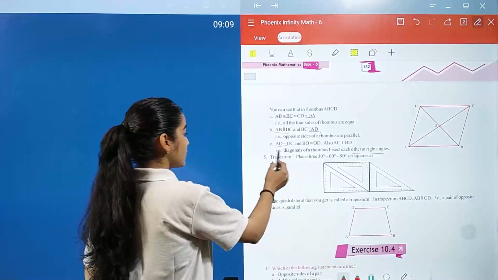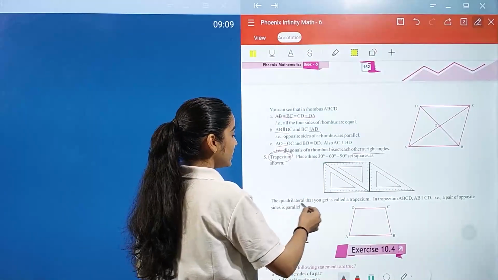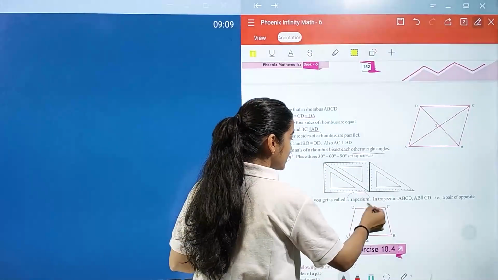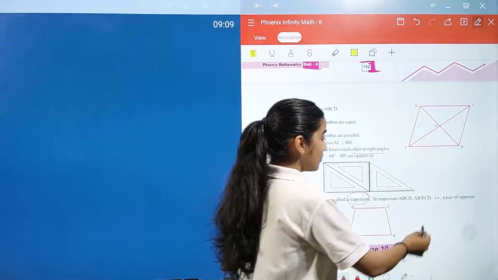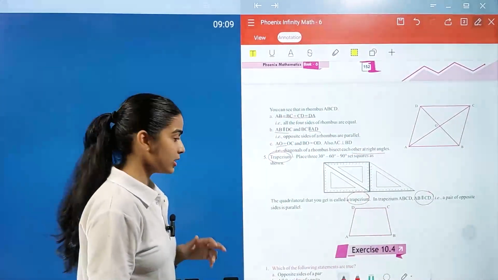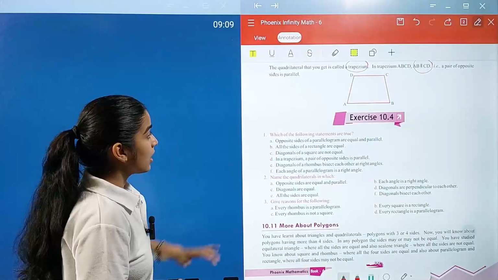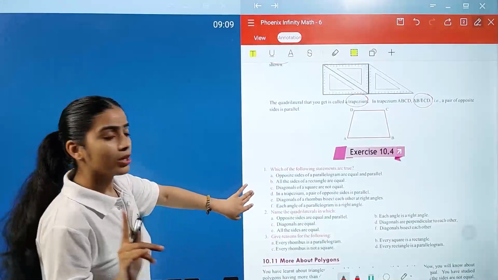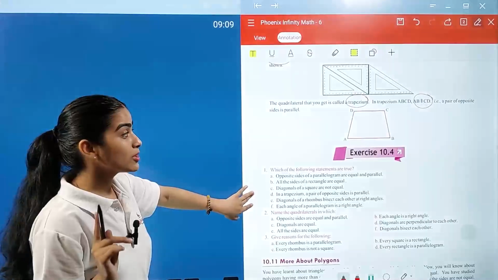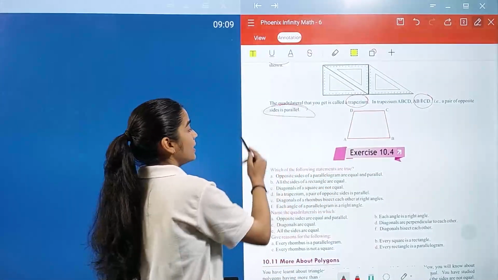So next we have trapezium. In trapezium, place 30, 60 and 90. The quadrilateral that you get is called a trapezium. In trapezium ABCD, a pair of opposite sides are parallel to each other. Next we have kite. Opposite sides are not equal to each other, and one pair of opposite sides is parallel to each other.